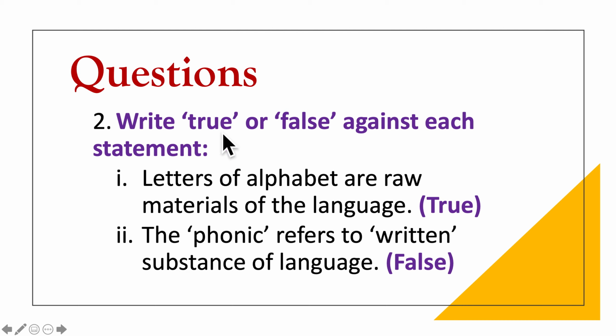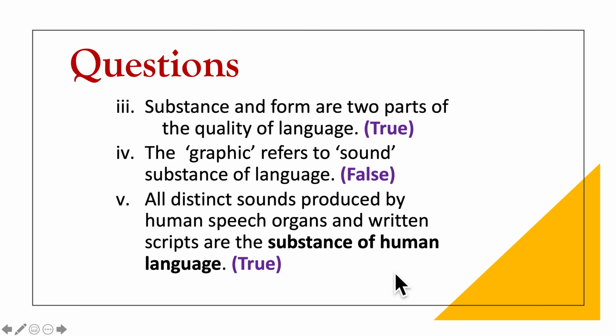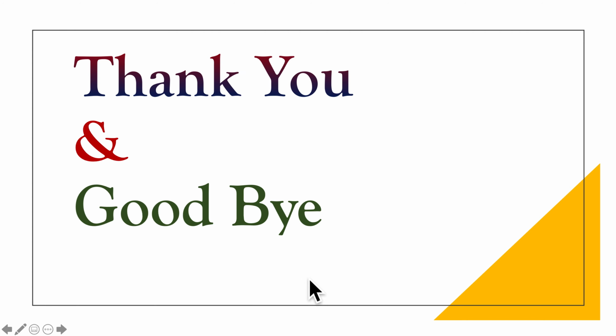Questions: write true or false against each statement. Letters of the alphabet are raw materials of the language. True. The phonic refers to written substance of language. False. Substance and form are two parts of the quality of language. True. The graphic refers to sound, substance of language. False. All distinct sounds produced by human speech organs and written scripts are the substance of human language. True.